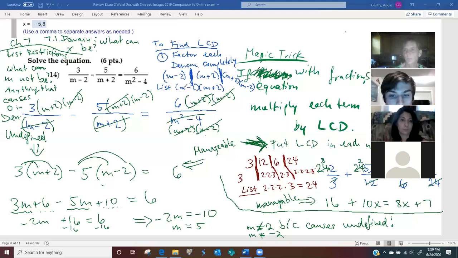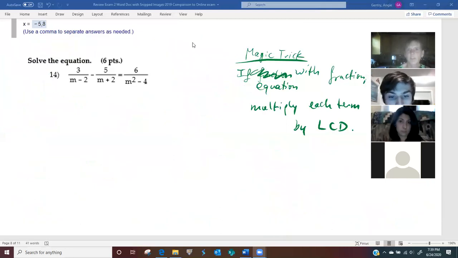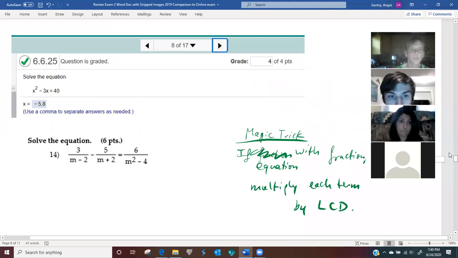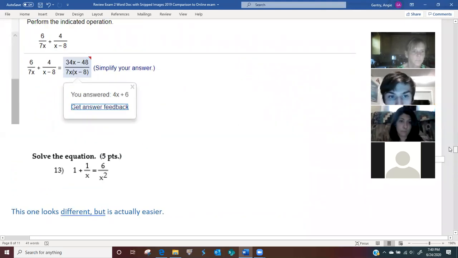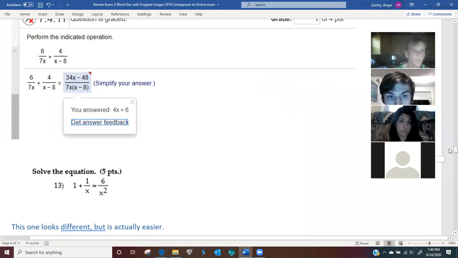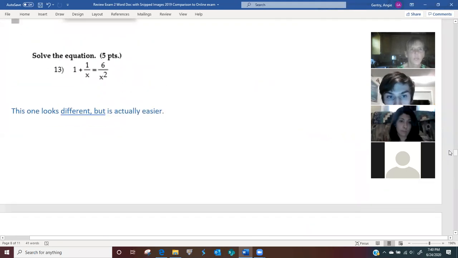Do you want me to work some of those again? Or I can find some that Chase and I haven't done, but that are on this next, this is like a test. Hang on, let me clean this up, what a mess. This is similar to a test or something. Okay, so here's a perfect one to look at real quick. You see this one here, it looks different, but it's actually easier.